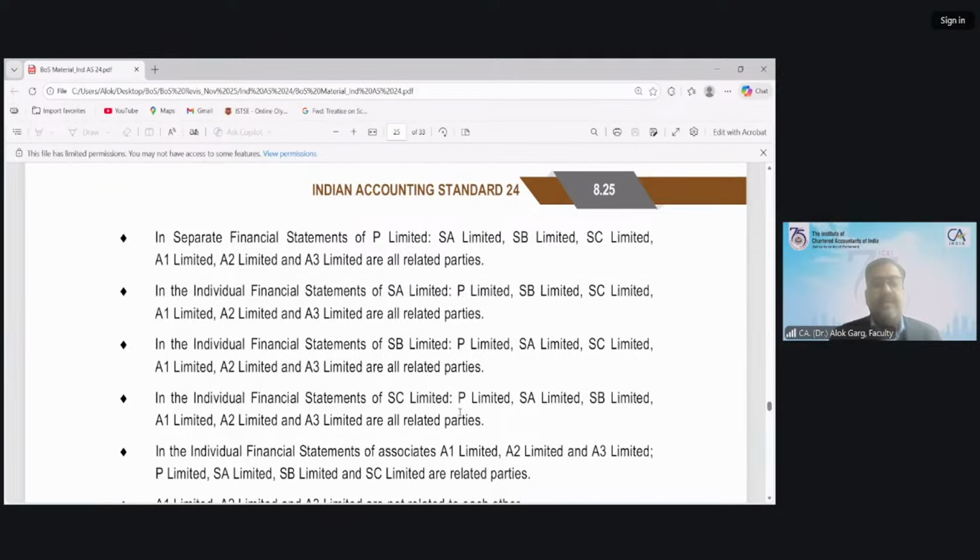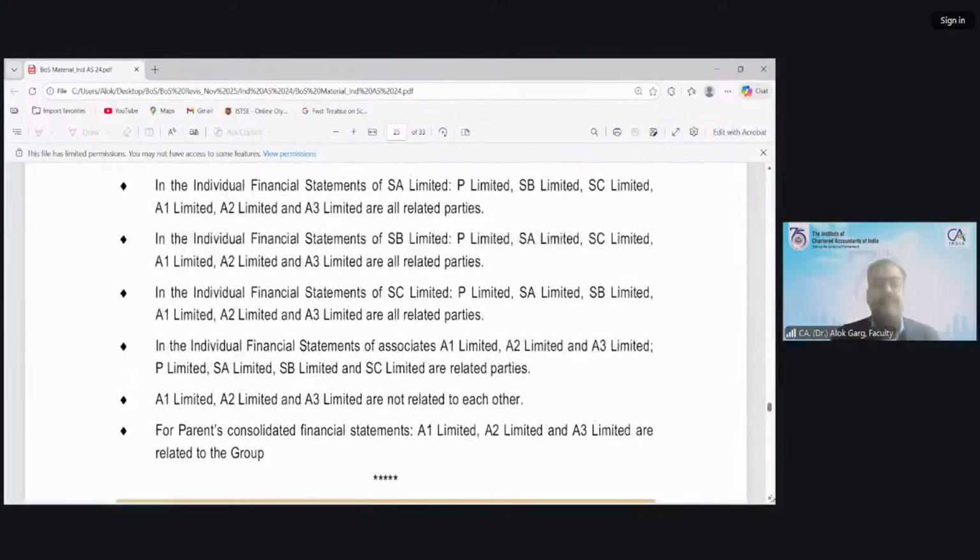What about SC? For SC, the grandparent is a related party, right? Uncle SA is a related party. Father SB is a related party. And the associate, the sibling of the father, is also a related party. And the direct associate is also a related party. All the entities are related parties. Yes or no? Yes, sir.